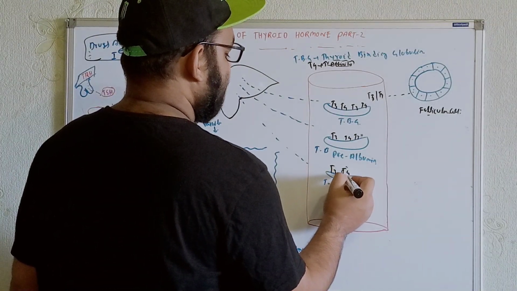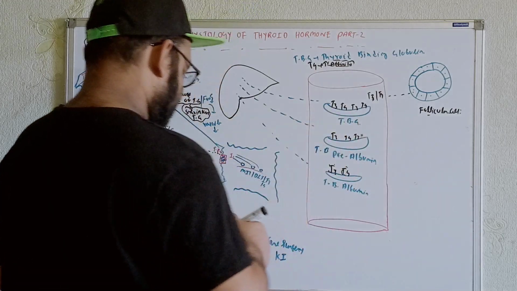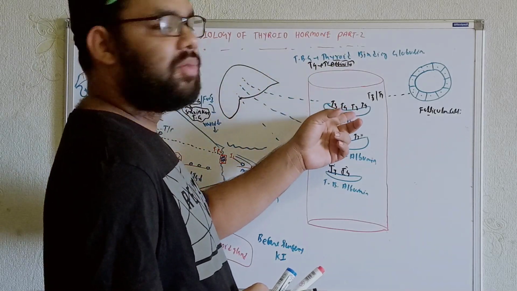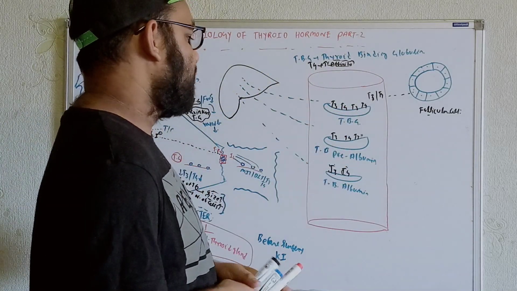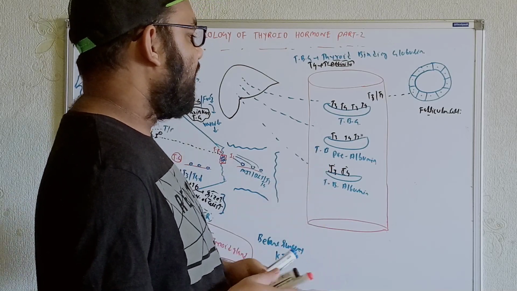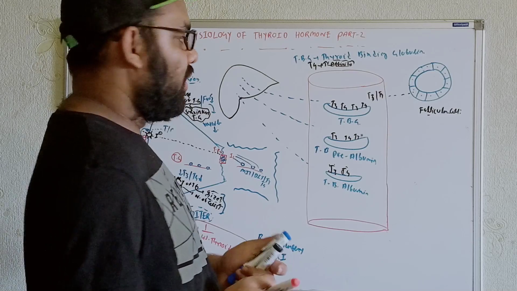But as I said, T4 will be bound tightly to the thyroid binding globulin protein. It has more affinity for this. But if we look at the biologically more active form, that is T3. T4 is not biologically active.